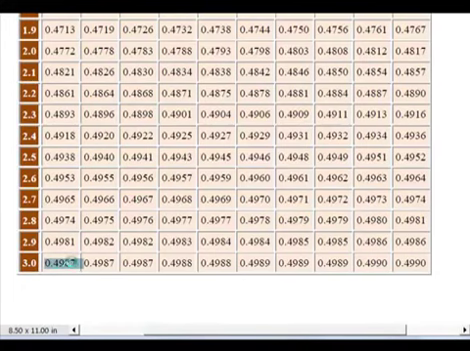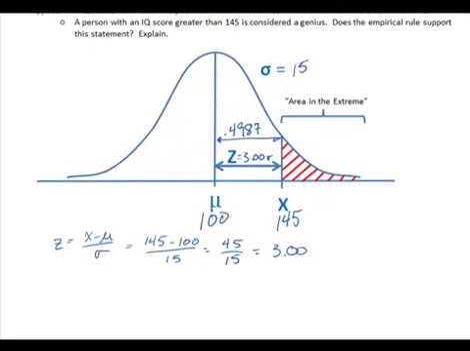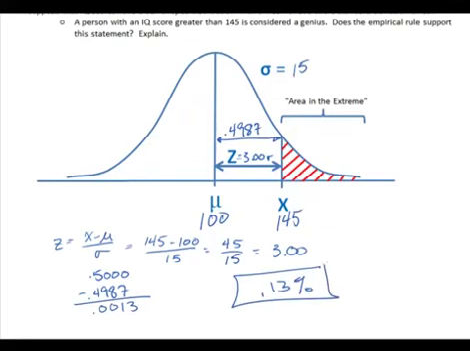In the z-chart, we find right here that a z of 3.00 is equal to an area of 0.4987. So this distance from the x to the mean is equal to 0.4987. So if we subtract 0.4987 from half of the graph, we get a total of 0.0013, or 0.13% of the population has an IQ greater than 145.